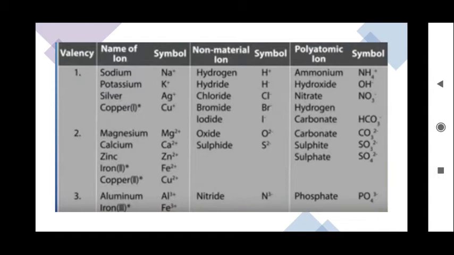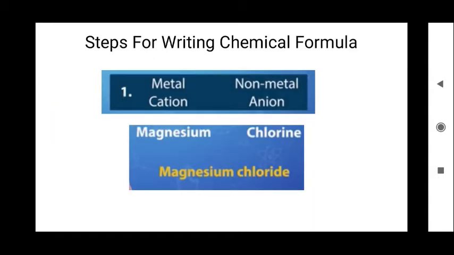How to work out the valency I have already taught you. Now let us go for writing chemical formulas. There are 3 main steps in writing a chemical formula. The first one is, in a chemical compound there will always be two parts. One is the metal part, another one is the non-metal part. The metal part will always be the cation, like plus. The non-metal part will always be the anion, like minus.